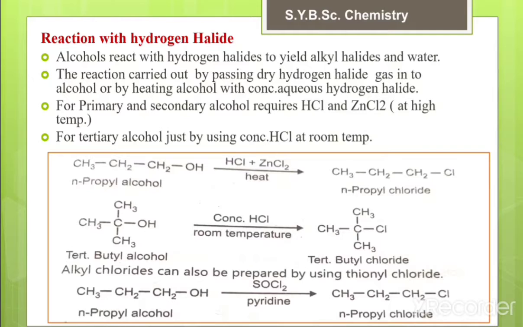And third example, the alkyl chloride can also be prepared by using thionyl chloride. First, the N-propyl alcohol in presence of thionyl chloride, that means SOCl2 in presence of pyridine, and we get the N-propyl chloride. That means here a simple reaction. Here the OH is converted into Cl by using thionyl chloride in presence of pyridine.